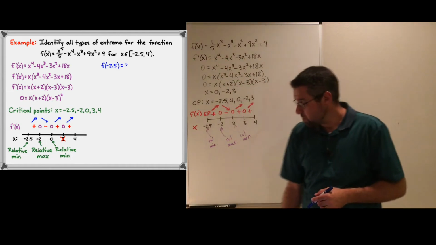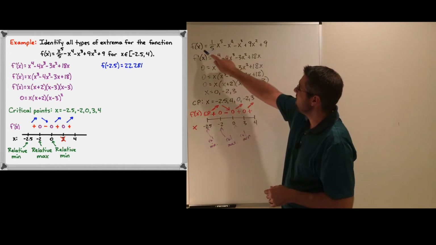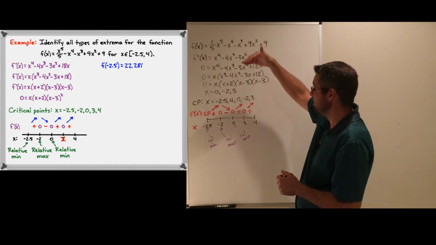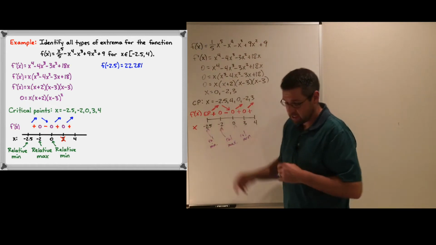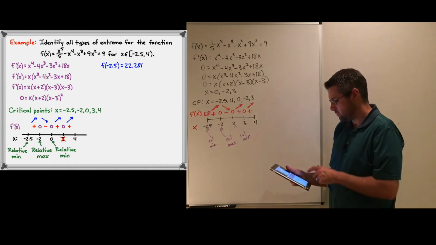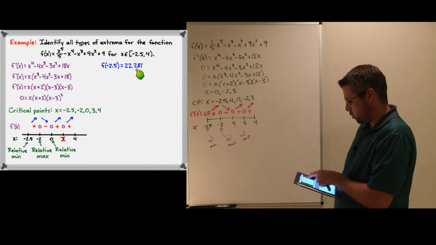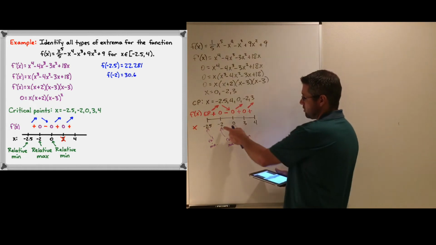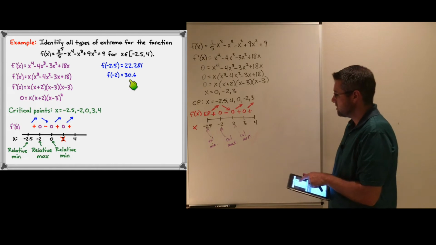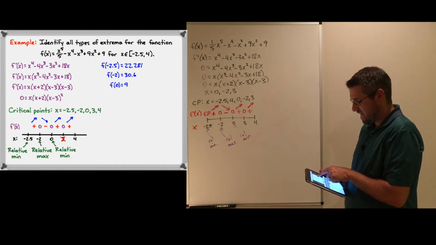So I'm going to spare the time here, and I'm just going to go through and plug in -2.5 to the function f to see how high the function actually is or how low the function actually is at x equals -2.5. So you'll see that when x equals -2.5, f is 22.281. And then I'll plug in the next critical point, -2, and I get f of -2 equals 30.6. If I plug in x equals 0, I get f of 0 is 9 right here.